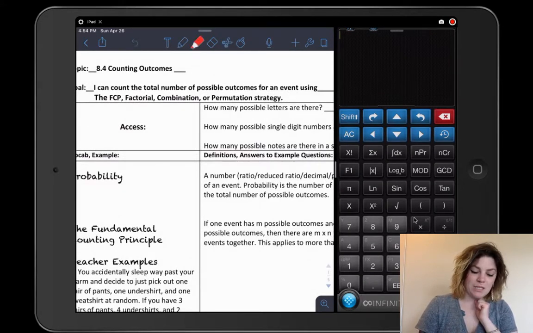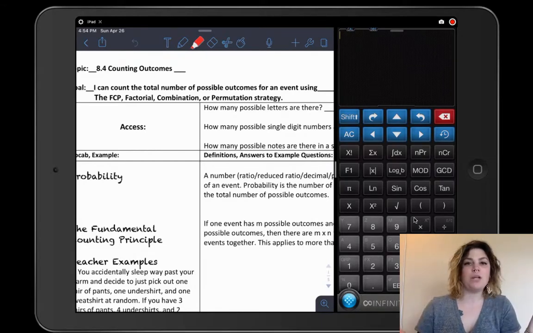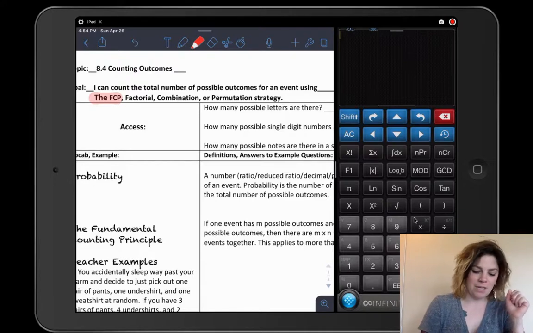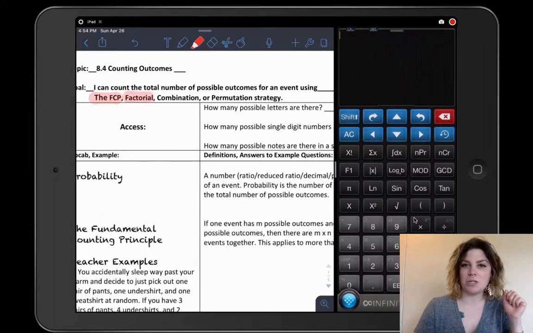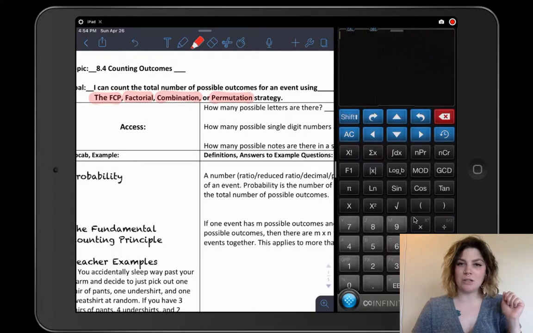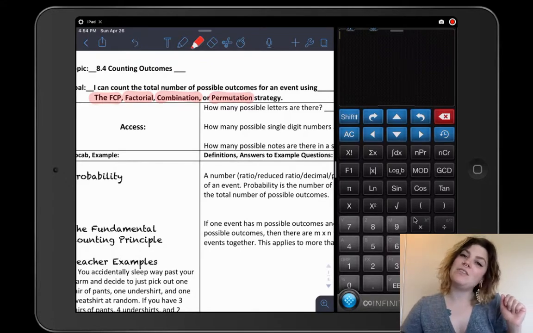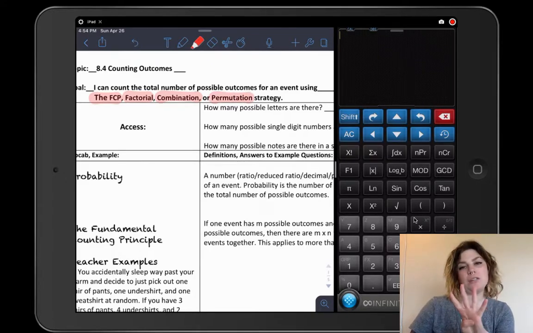So you can see it says, I can count the total number of possible outcomes. So that's what could possibly happen, right? What are all the things that could possibly happen for an event, or we could say multiple events, using the FCP, Fundamental Counting Principle. We're going to be talking about that. Factorial, that's something else we're going to be talking about. Combination, which is a counting strategy, and permutation, another counting strategy. So by the end of this, you're going to have 4 different counting strategies.